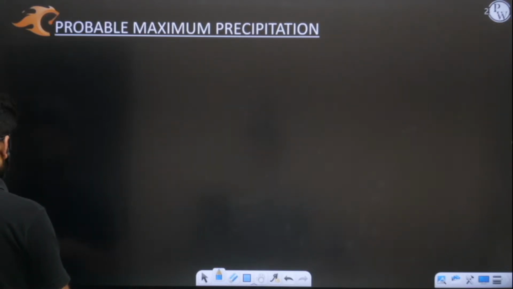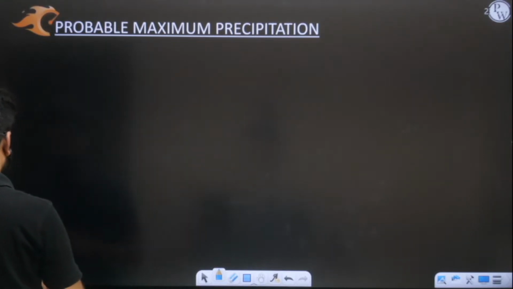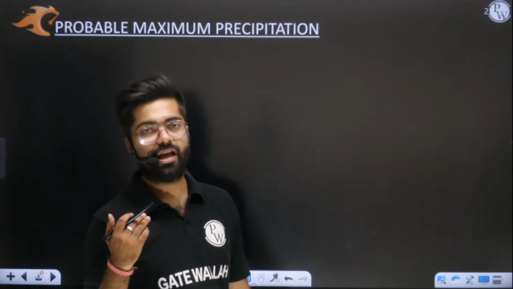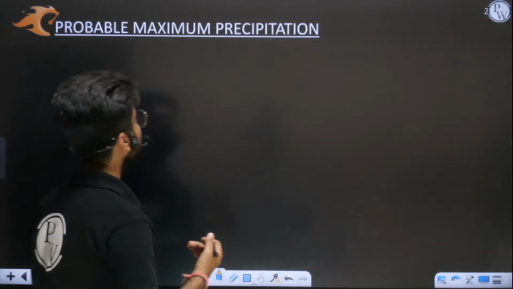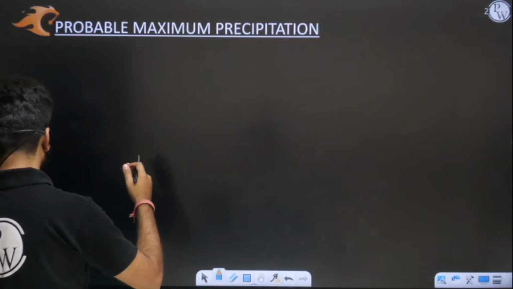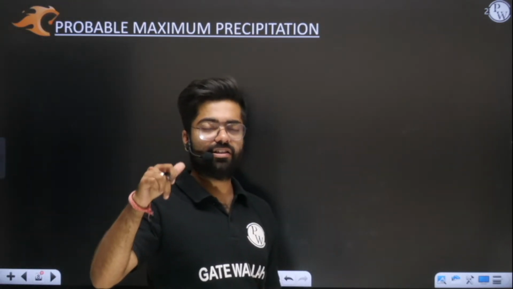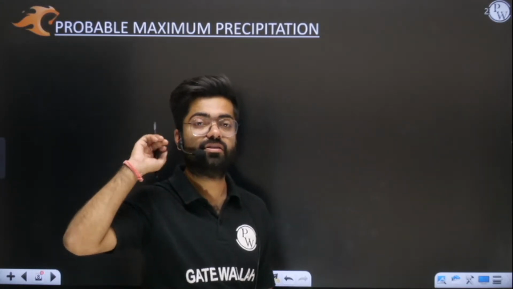Probable maximum precipitation is PMP. So what is the meaning of PMP? You all know that precipitation is probabilistic in nature. Sometimes you will have more precipitation, sometimes less. So PMP means maximum precipitation. No matter what happens, precipitation cannot be greater than this value. This is probable maximum precipitation.